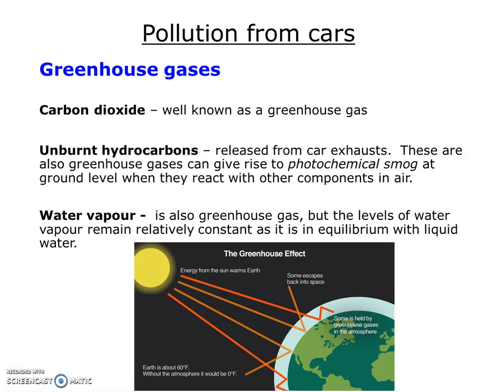What happens is that the covalent bonds in molecules such as carbon dioxide or water or these unburnt hydrocarbons absorb that energy, and then they release that energy. Most of it gets released back into space. Okay, but some of that energy is emitted back down to Earth, and then that causes this greenhouse effect.